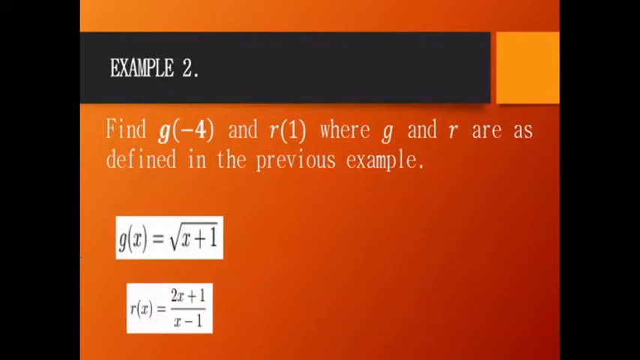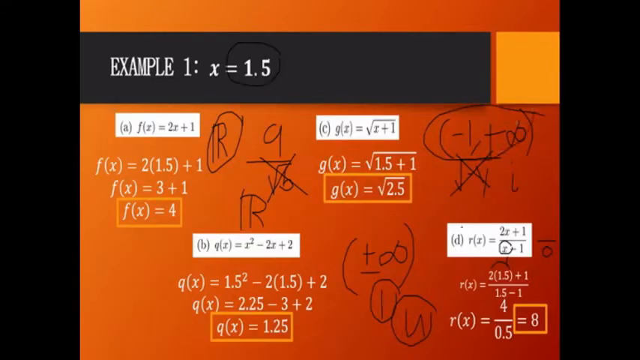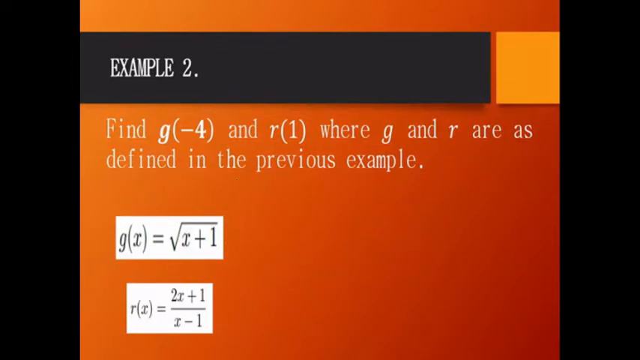Another example, find g of -4 and r of 1 where g and r are as defined in the previous example. Here in example 2, our goal is to find out what could possibly happen once our x is not in the domain. Okay? That's why I gave in advance earlier the possible domains, so that at least in this example you already know what can happen. Okay? For example, for g of x, our domain here is -1 and all positive numbers to positive infinity. For r of x, our domain here is positive and negative integers to positive infinity except positive 1. So, positive 1 is the only one we cannot use.